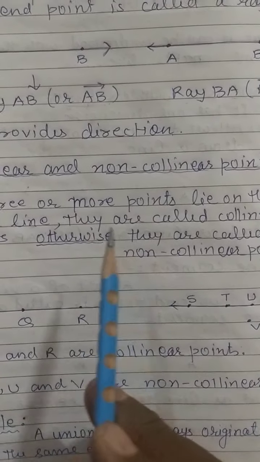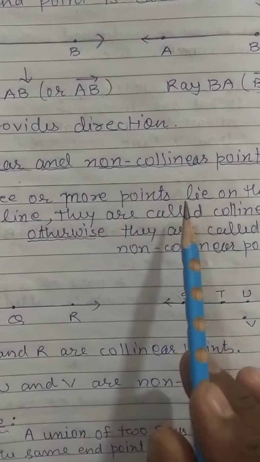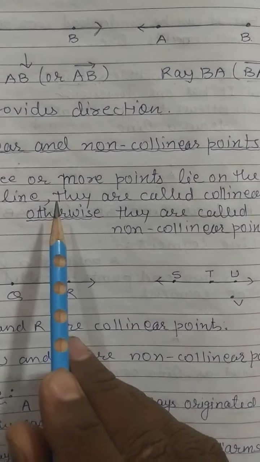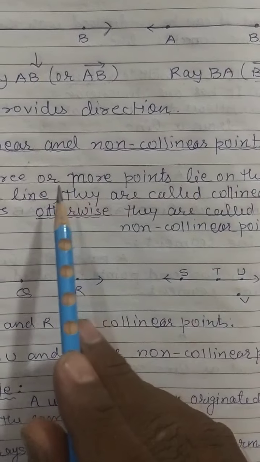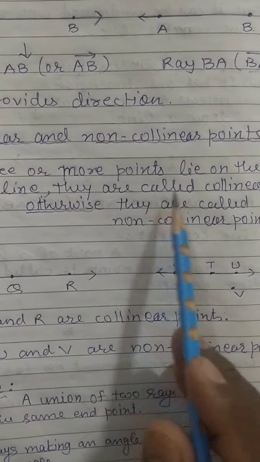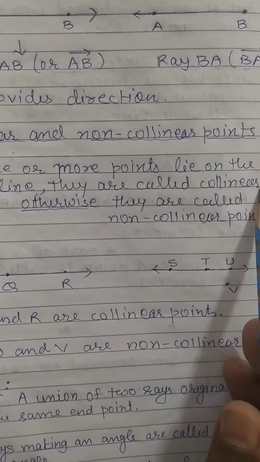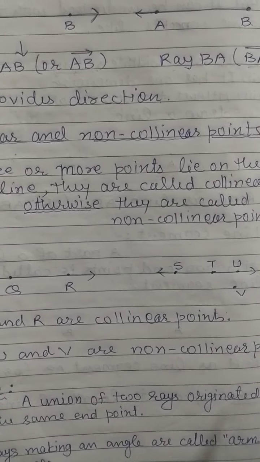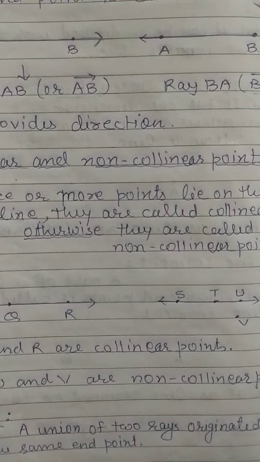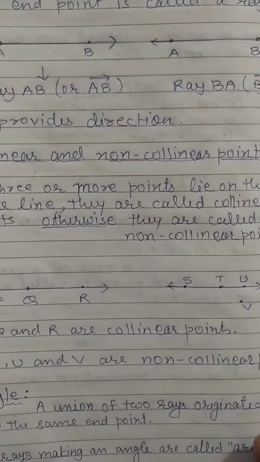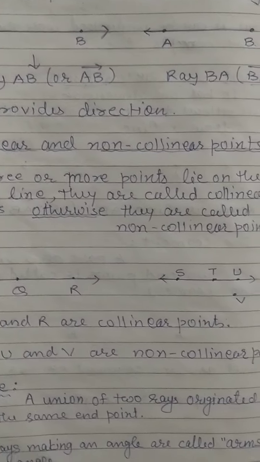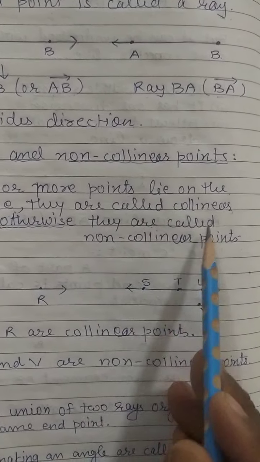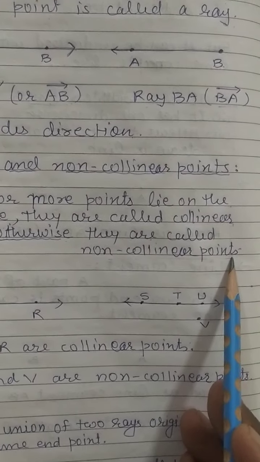The definition of this is: if 3 or more points lie on the same line, then they are called collinear points. And if they are not on the same line, then they are called non-collinear points.